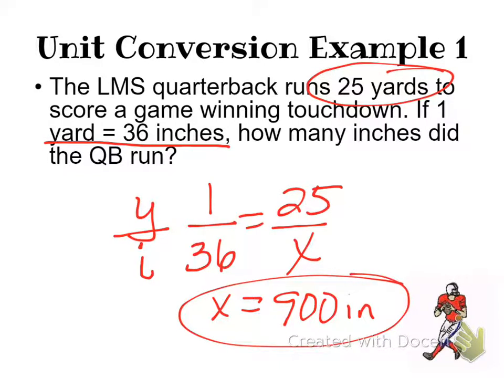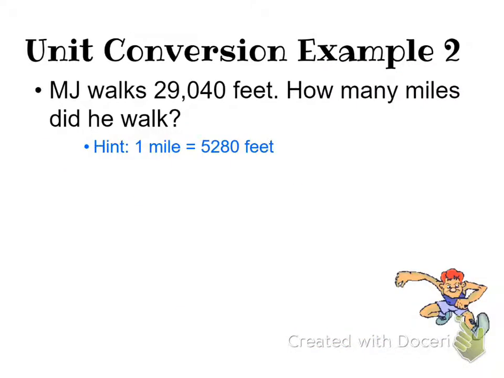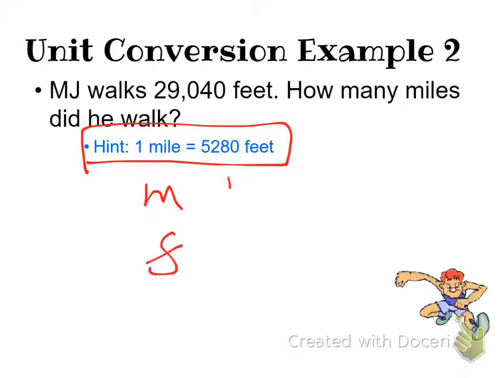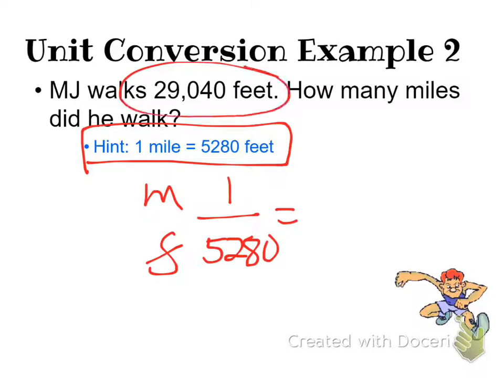Okay? Let's do this last one. So we have MJ walks 29,040 feet. How many miles did he walk? And then here's where they give us the conversion. So we're comparing miles to feet. So we have 1 mile to 5,280 feet. And then 29,000 something goes next to feet or miles? Feet. 29,040. Okay, put our x here.